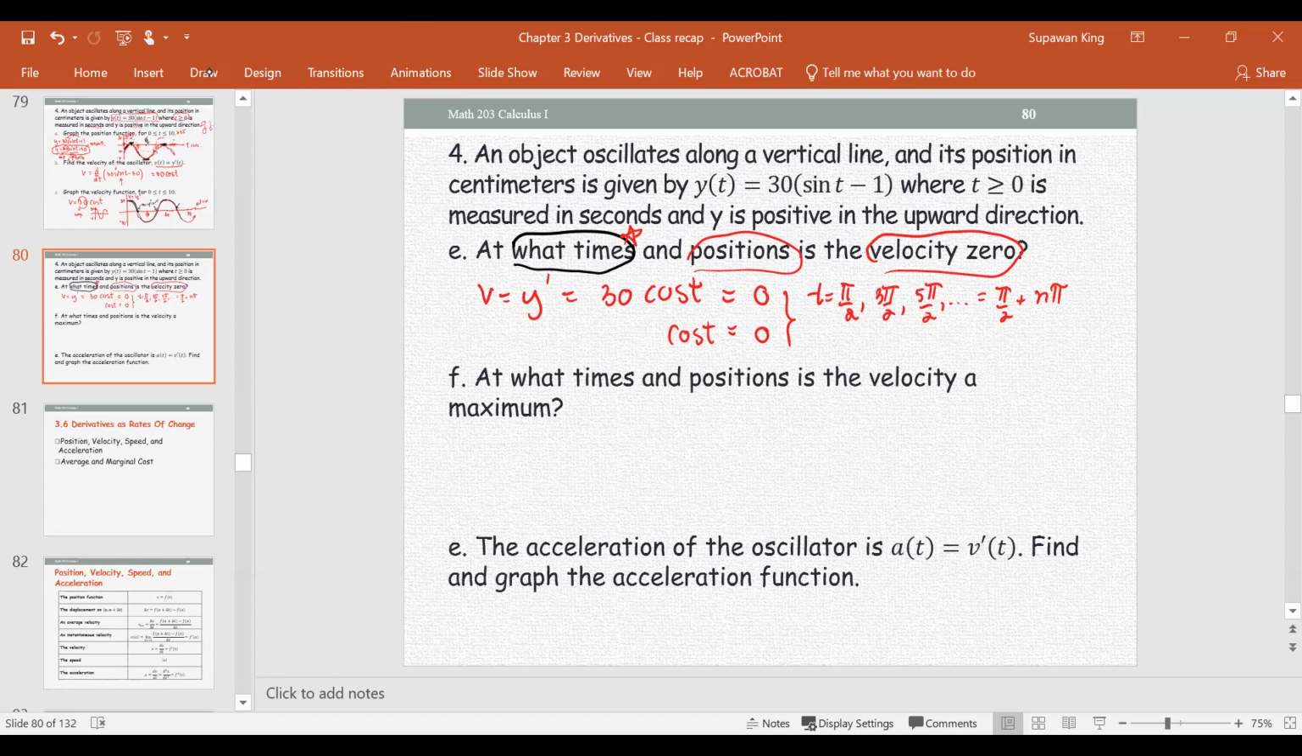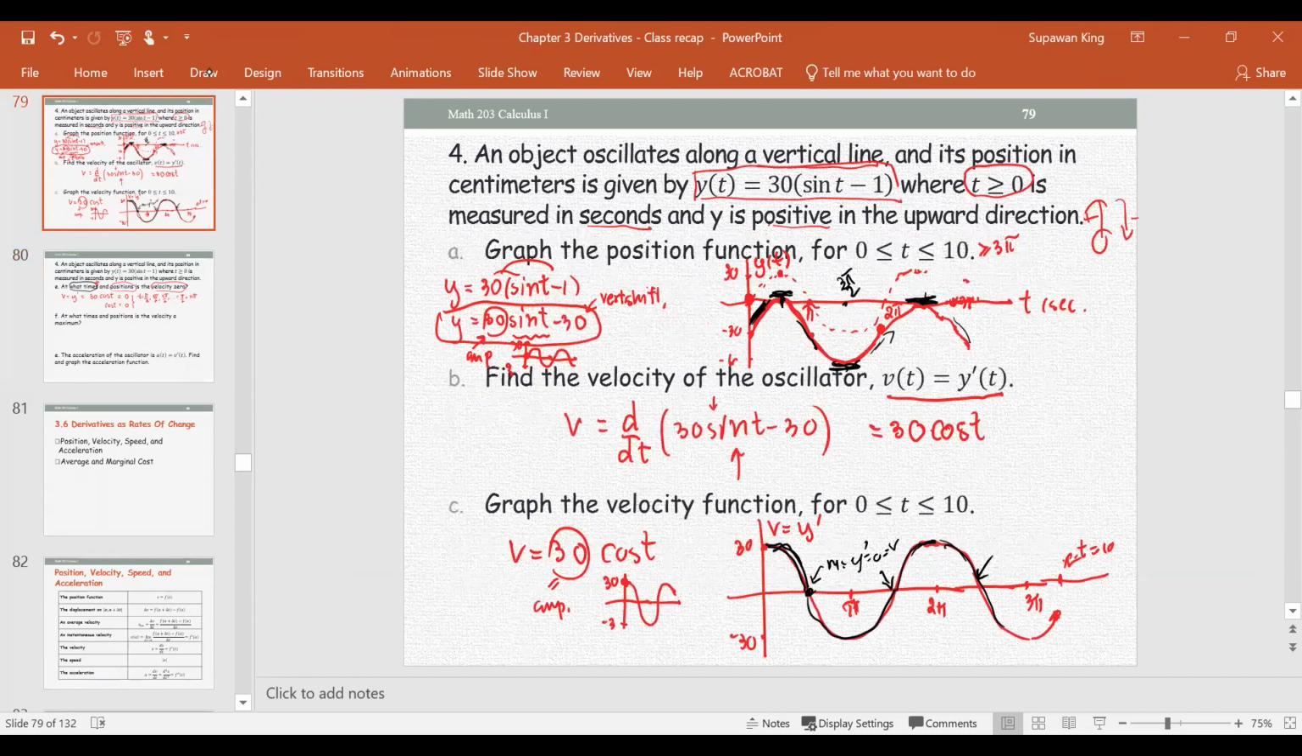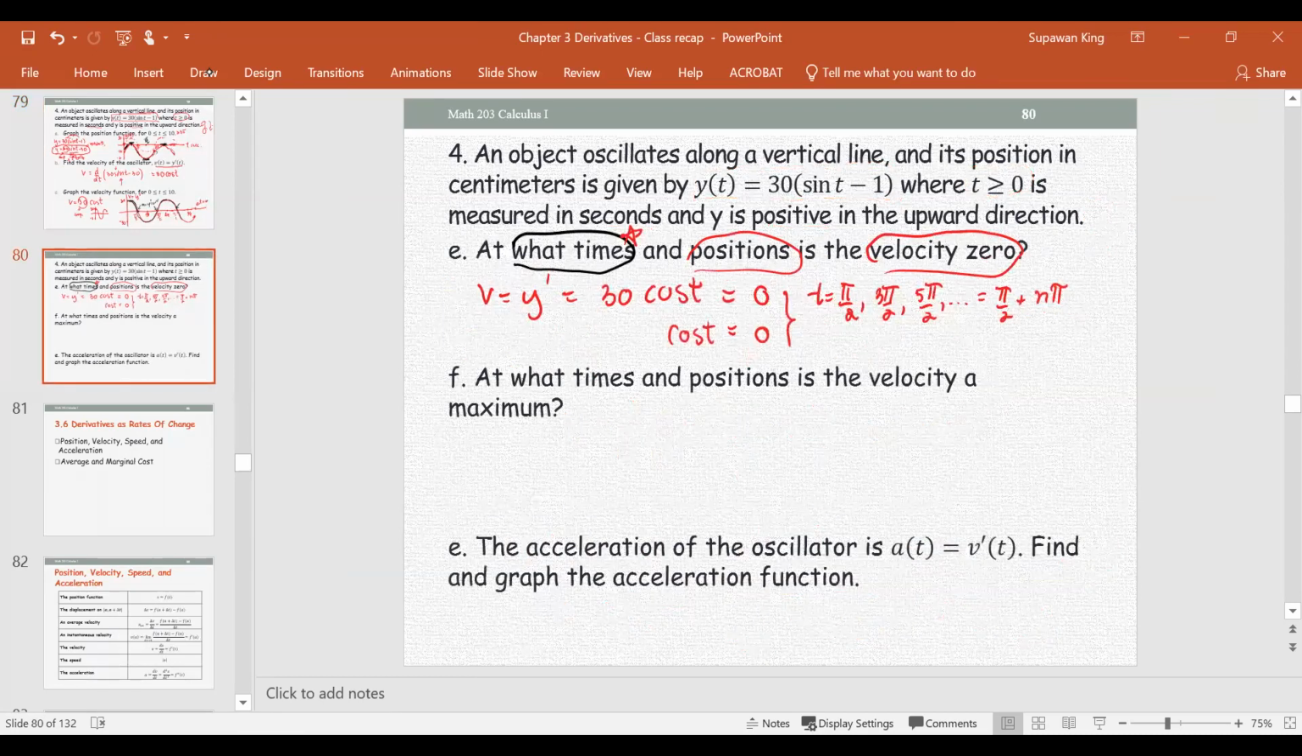And if we see the graph that we just obtained, where the velocity is 0, we analyze it using the original graph. You see that it is at pi over 2, and over there at 3 pi over 2, 5 pi over 2, and so forth. That is the same set of numbers that we got from doing it the analytic way. Okay, we got the t, and next we're going to find the position at those points of time.